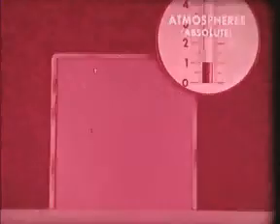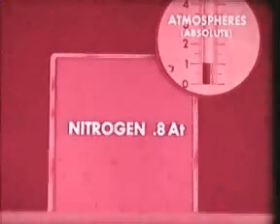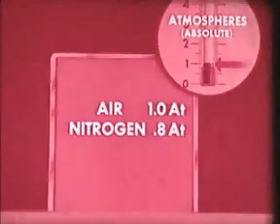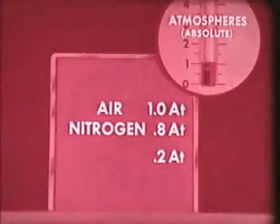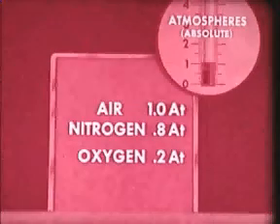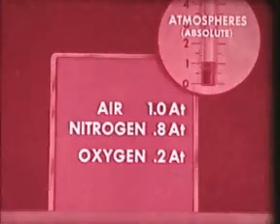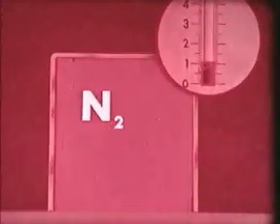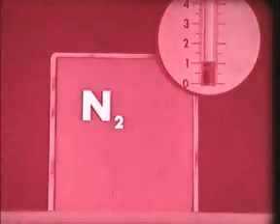But when this volume of nitrogen fills the entire container, as it did at the start of the experiment, its pressure is only 8/10 of an atmosphere. Since the nitrogen in air exerts a pressure of 8/10 of an atmosphere, and air a pressure of 1 atmosphere, the difference, 2/10 of an atmosphere, is the pressure exerted by oxygen. These values are called partial pressures. These are the symbols for nitrogen and oxygen.